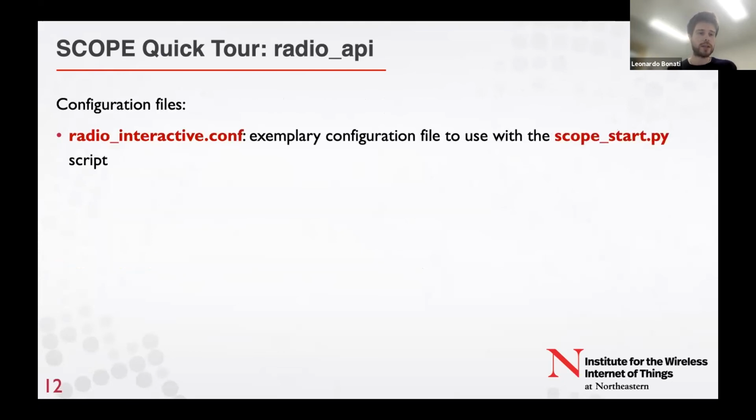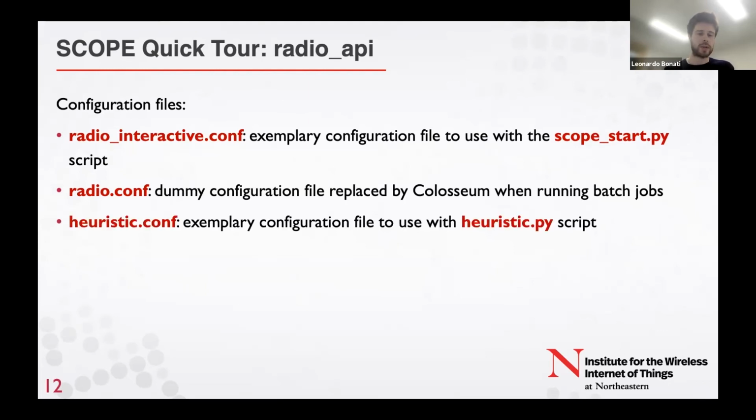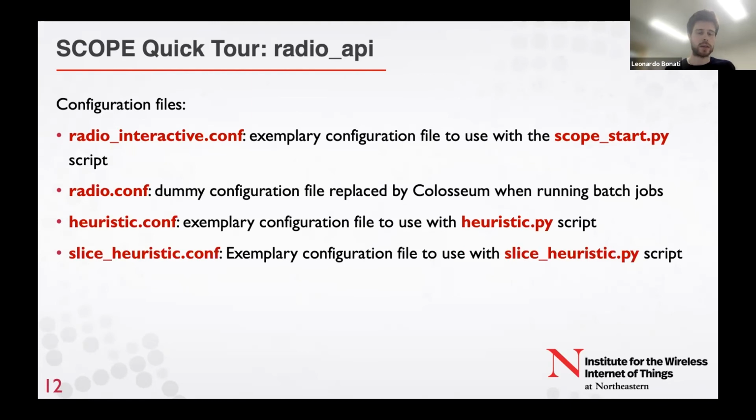For the configuration files, this is really one of the main files that you can use to configure scope. This is a configuration file where you can specify the various parameters that scope accepts and parses. And we will see about this later on. And then we have a radio config file that is a dummy configuration file that is replaced by Colosseum at runtime while running the batch job. We have another couple of scripts like the heuristic conf file and the slice conf file that are used in the examples I was mentioning earlier.